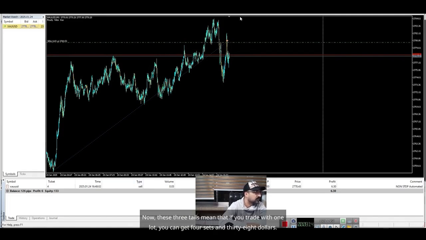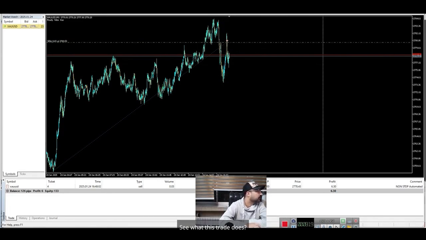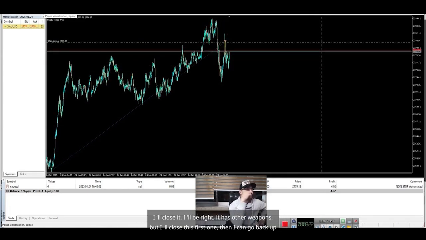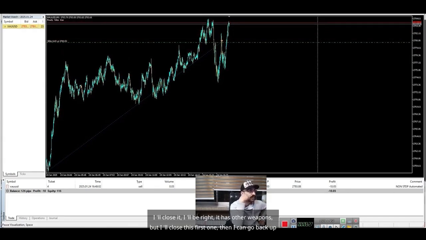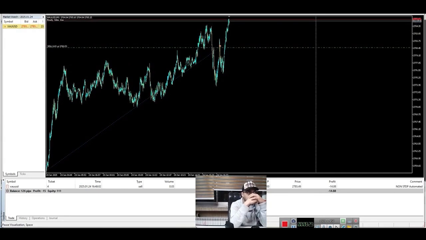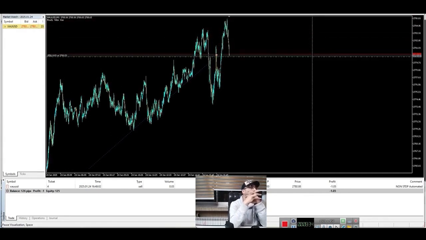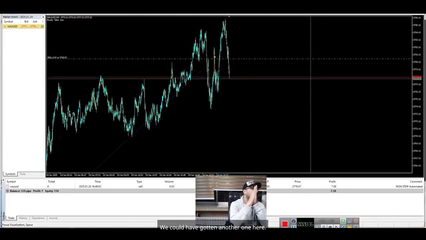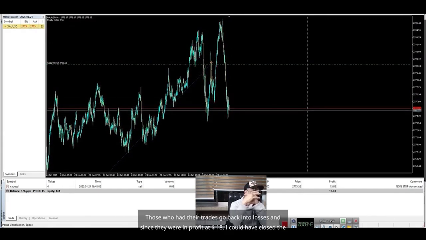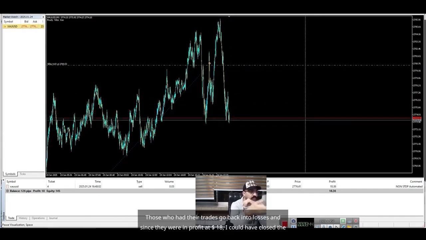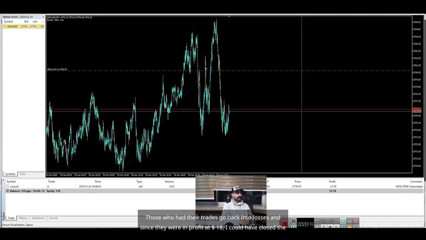Now these 3 tails mean that if you trade with 1 lot, you can get 4 sets and $38. See what this trade does. I'll close it. I'll be right. It has other weapons, but I'll close this first one. Then I can go back up and make another trade. We could have gotten another one here. Those who had their trades go back into losses, and since they were in profit at $18, I could have closed the trades at the same level again.